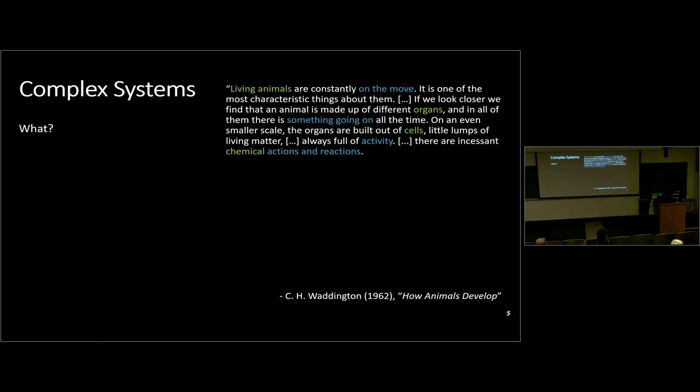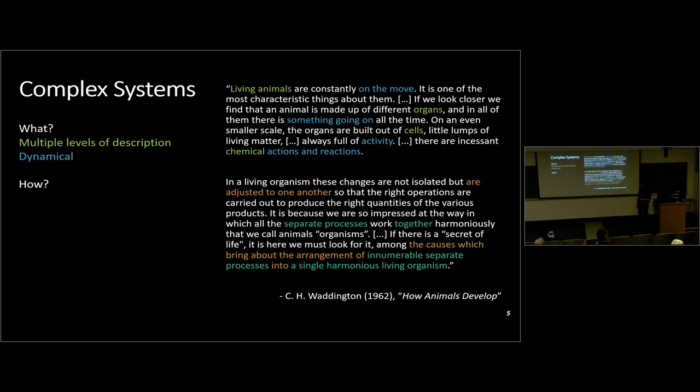So he said 2 things about these kind of complex systems. One is they have multiple levels of description. They cannot necessarily be reduced to one or another. The second one is that they are highly dynamical on these multiple levels of descriptions. The question is, how does this kind of system emerge?